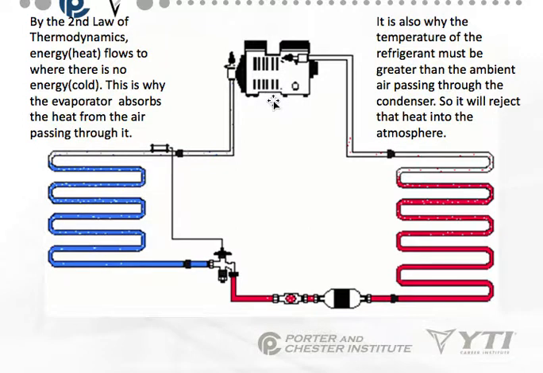Again, it's also why the temperature of the refrigerant must be greater than the ambient air passing through the condenser. We have to have the temperature of our gas coming into the condenser higher than the ambient air or the atmosphere around it. Rule of thumb, 30 to 35 degrees above the temperature of the air around it. So that's a very quick check if a system's charged properly or not: 30 to 35 degrees above the air around it.